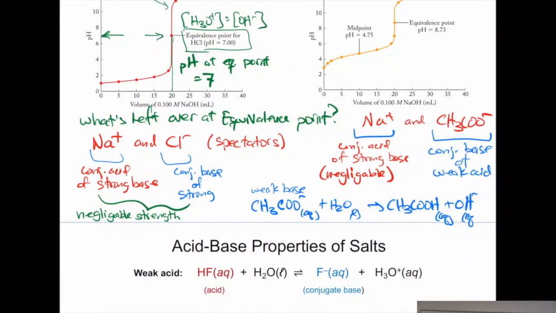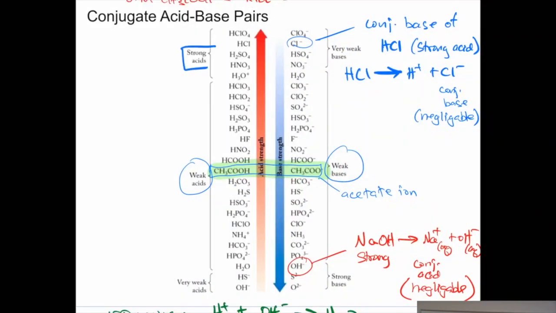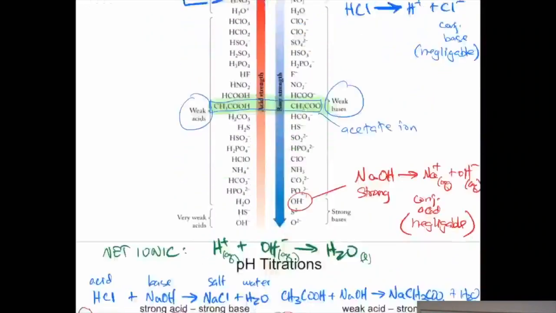That's the main reason we spent so much time looking at conjugates in Friday's lecture. If you have a strong acid, the conjugate base is of negligible strength. If you have a strong base, the conjugate acid is of negligible strength. But if you have a weak acid, the conjugate base of that weak acid is itself a weak base, and vice versa. And that's going to have an effect on the pH at the equivalence point.